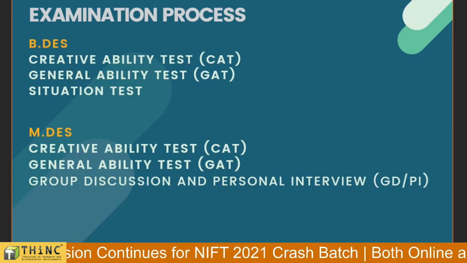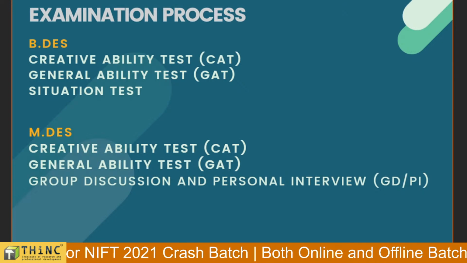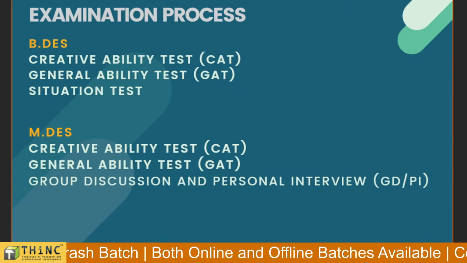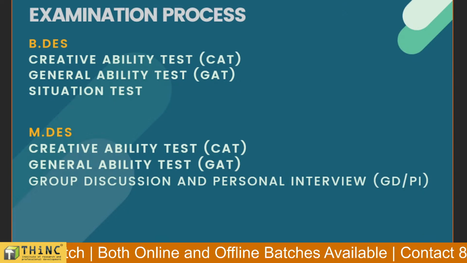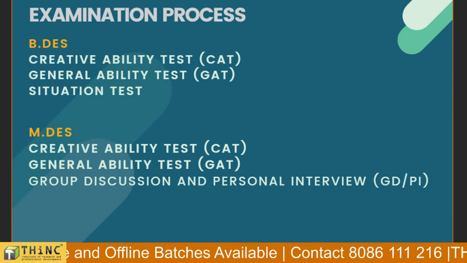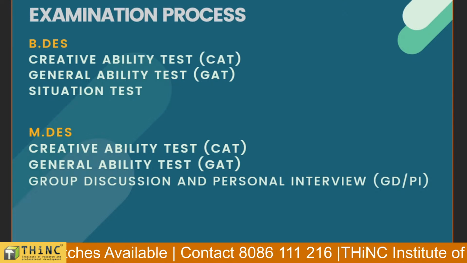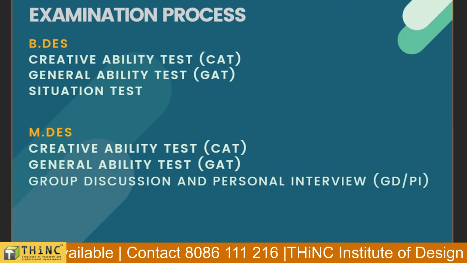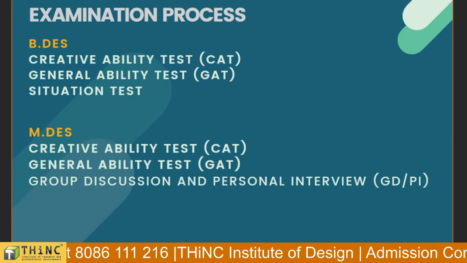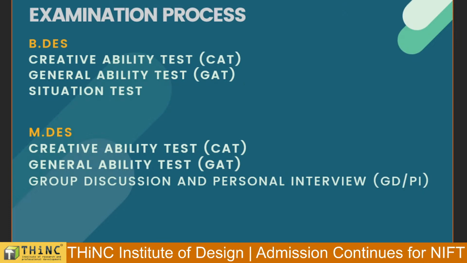The NIFT examinations are conducted in two phases. The first phase consists of the creative ability test and general ability test. So that will be the first phase of the NIFT entrance examination, the CAT and GAT examination. And after qualifying the CAT and GAT, you will be selected for the situation test. So the situation test is actually the second phase of the entrance examination for B design courses.